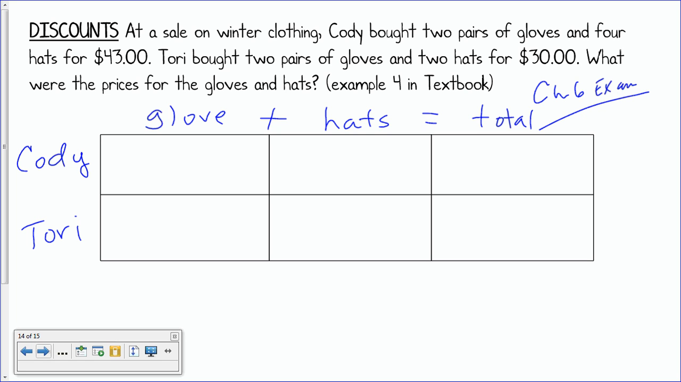Okay, so Cody bought 2 pairs of gloves, so that would be 2G, 4H, 43. Notice I took the zeros off too, right? And Corey bought 2 gloves and 2 hats for 30.